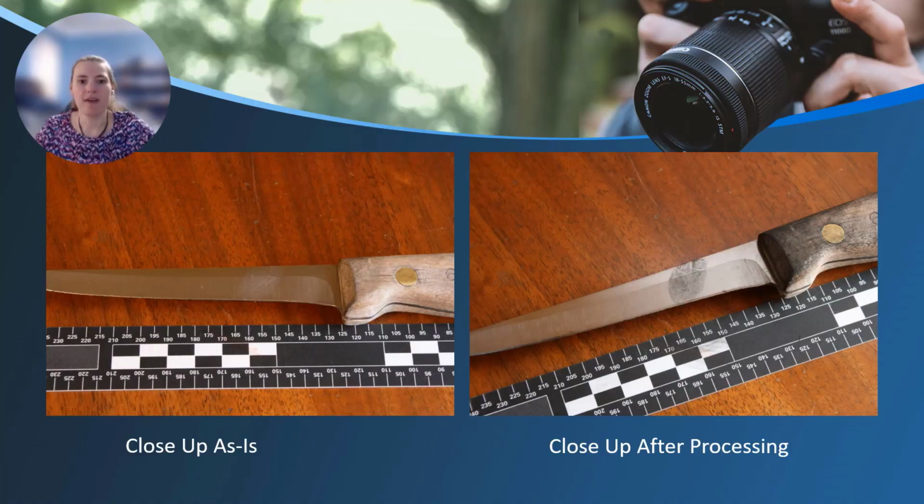Here's an example of the close-up as is and the close-up after processing. If you have marked the evidence with an evidence marker, you should also include that in the photograph or label the scale so that you can match the evidence up with the photograph later on.